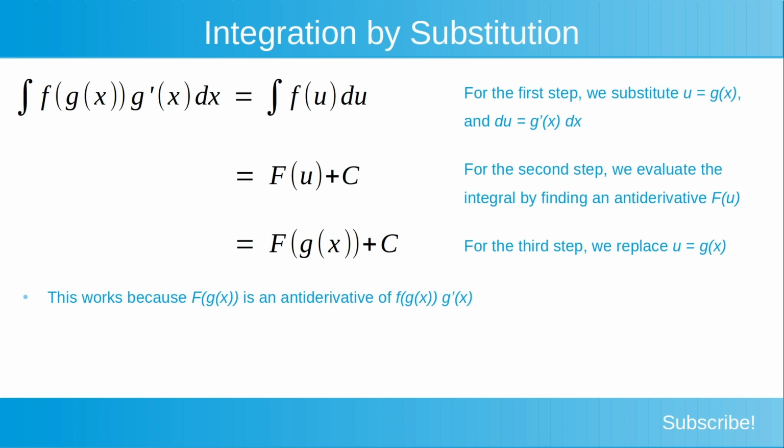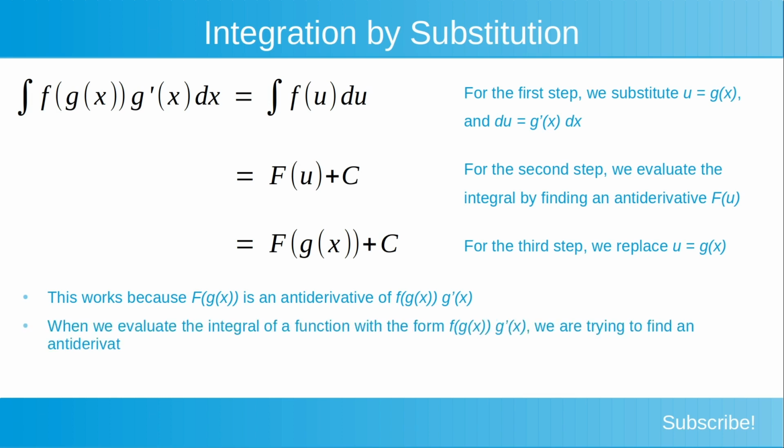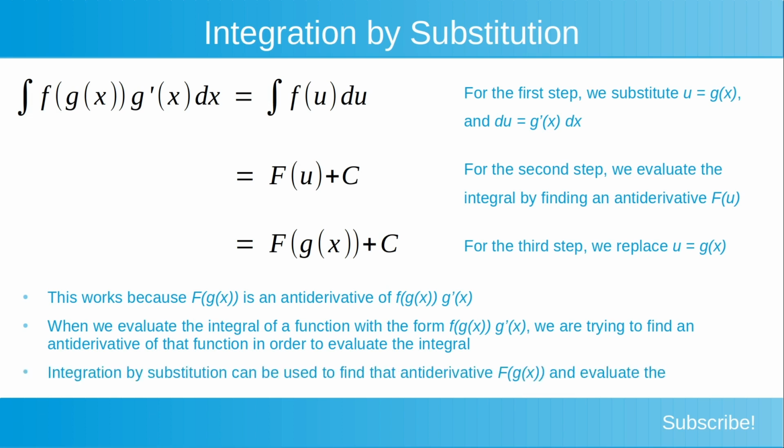Now, this method works because capital F of g of x, that function, is an antiderivative of f of g of x, g prime x. When we evaluate the integral of a function with the form f of g of x, g prime x, we're trying to find an antiderivative of that function in order to evaluate the integral. Integration by substitution can be used to find that antiderivative, capital F of g of x, and evaluate the integral.